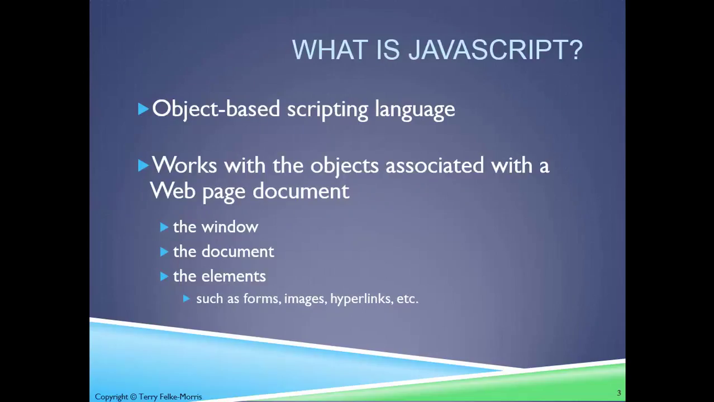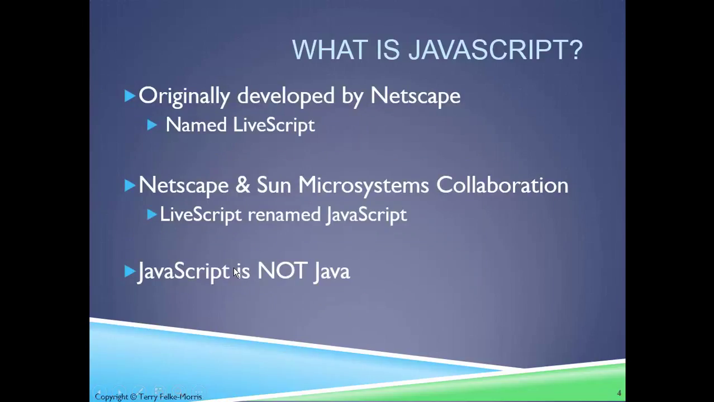JavaScript is an object-based scripting language. That means JavaScript has built-in object-oriented programming features, or OOP features, which you can choose to use, but you don't have to. With a true object-oriented programming language, you have to create classes, methods, attributes, etc. With JavaScript, you can do that, but you don't have to. As mentioned on the slide, JavaScript works with objects associated with a web page document: window objects, document objects, element objects, etc. And you'll see some of these.